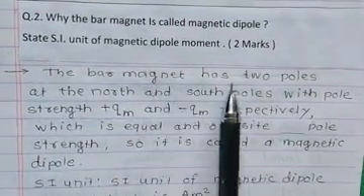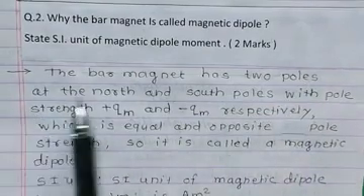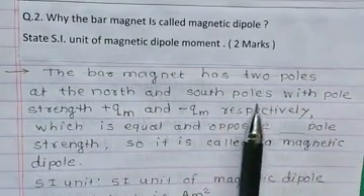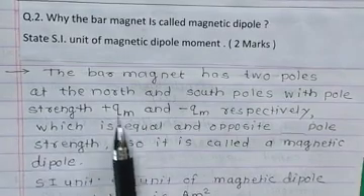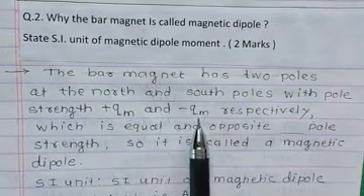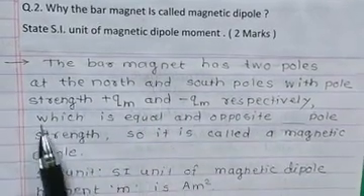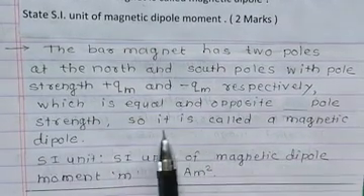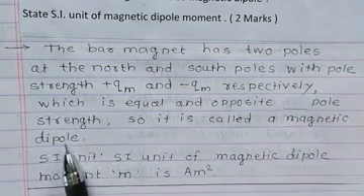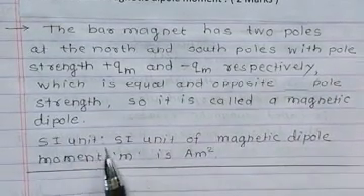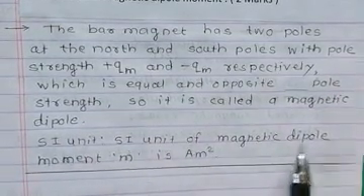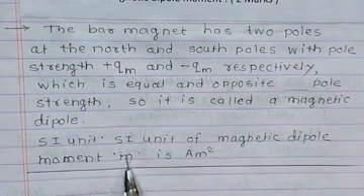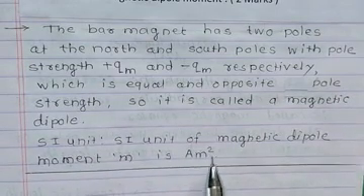The bar magnet has 2 poles, north and south, with pole strength plus qm and minus qm respectively, which is equal and opposite pole strength. So it is called a magnetic dipole. The SI unit of magnetic dipole moment M is ampere meter square.